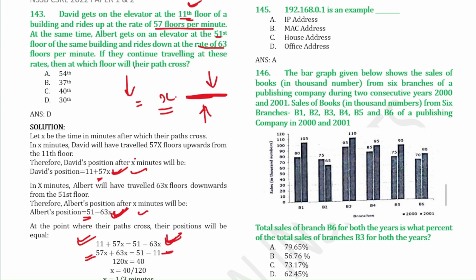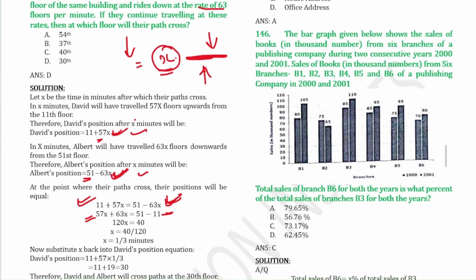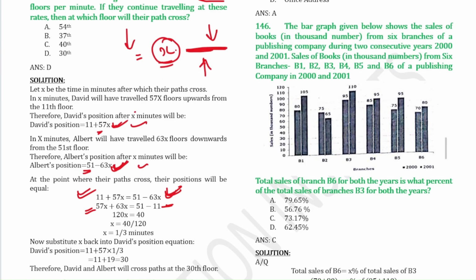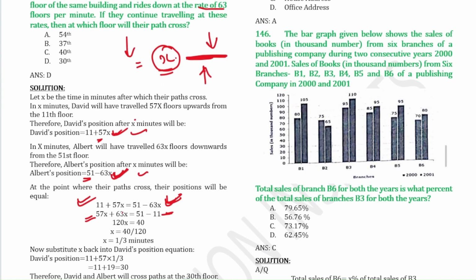In this question, you have to find this common floor, right? So if you put the value of x, which is 1/3, in David's position, it is 11th floor plus 57 into 1/3. So 57 into 1/3 will give you 19. So on the 30th floor, both David and Albert will cross paths.